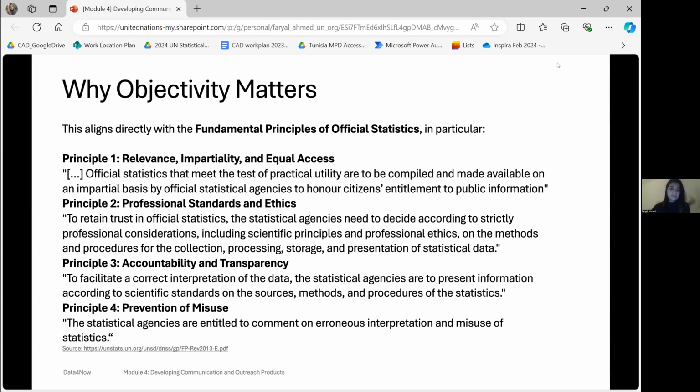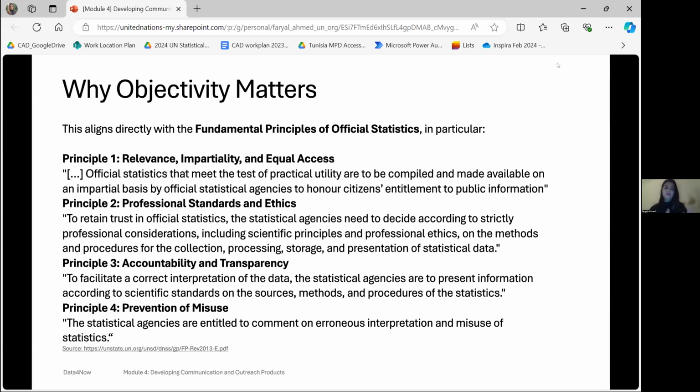And it says that official statistics that meet the test of practical utility are to be compiled and made available on an impartial basis. On principle 2, on professional standards and ethics, if you see the last bit of the sentence, it says, retaining trust in official statistics, including on presentation of statistical data.